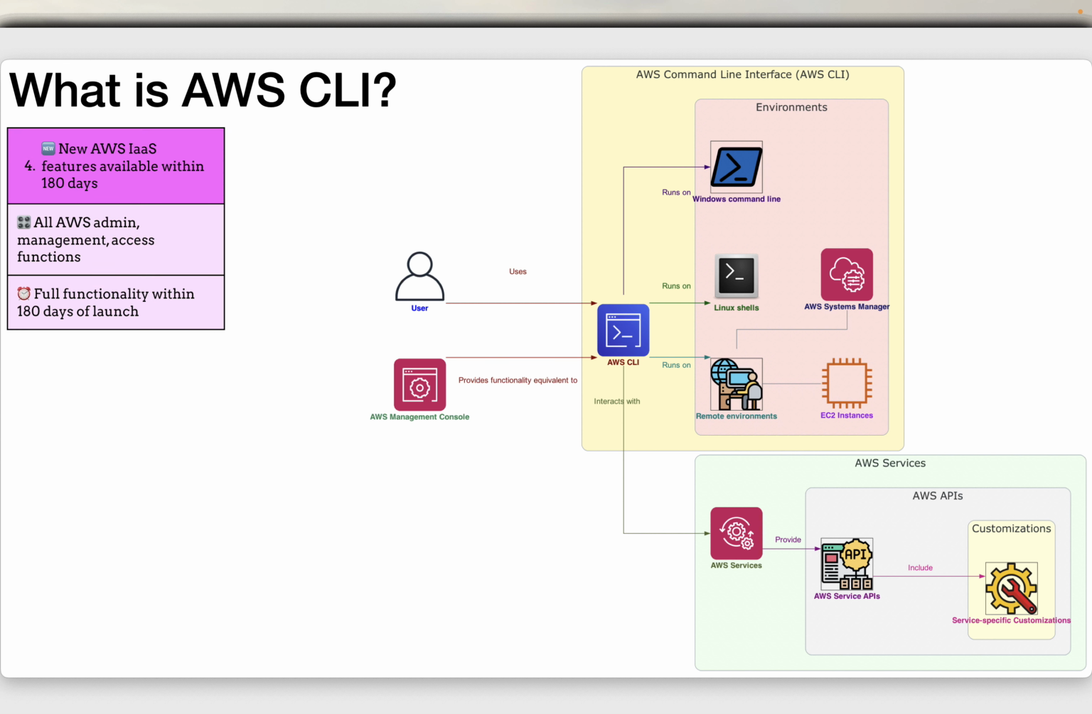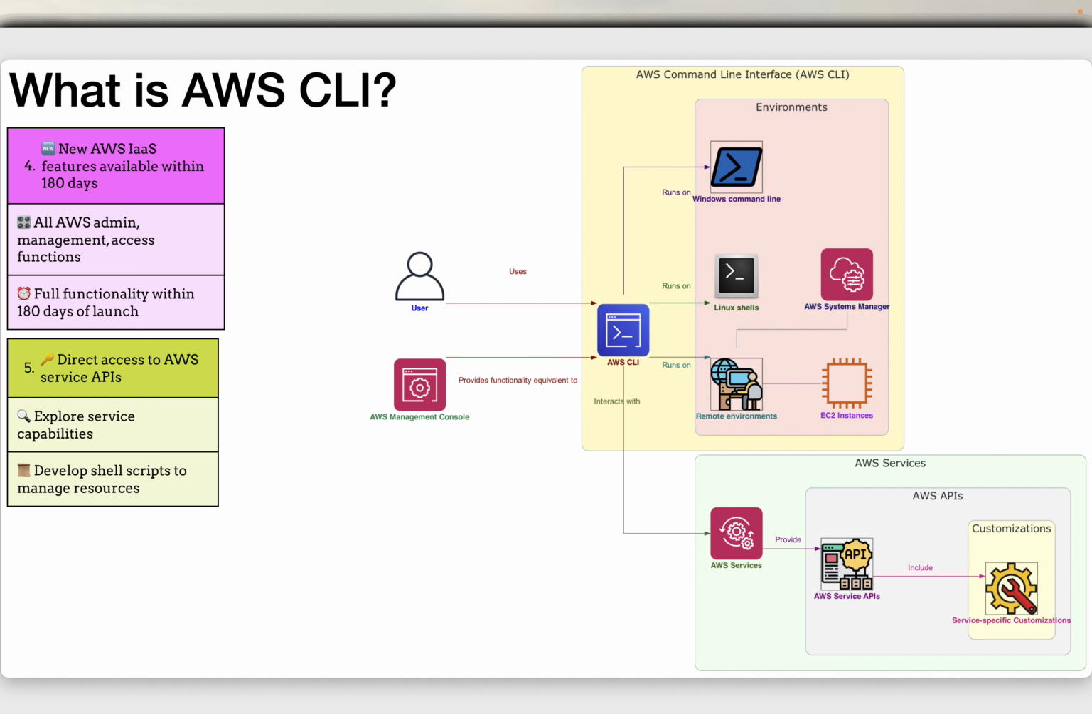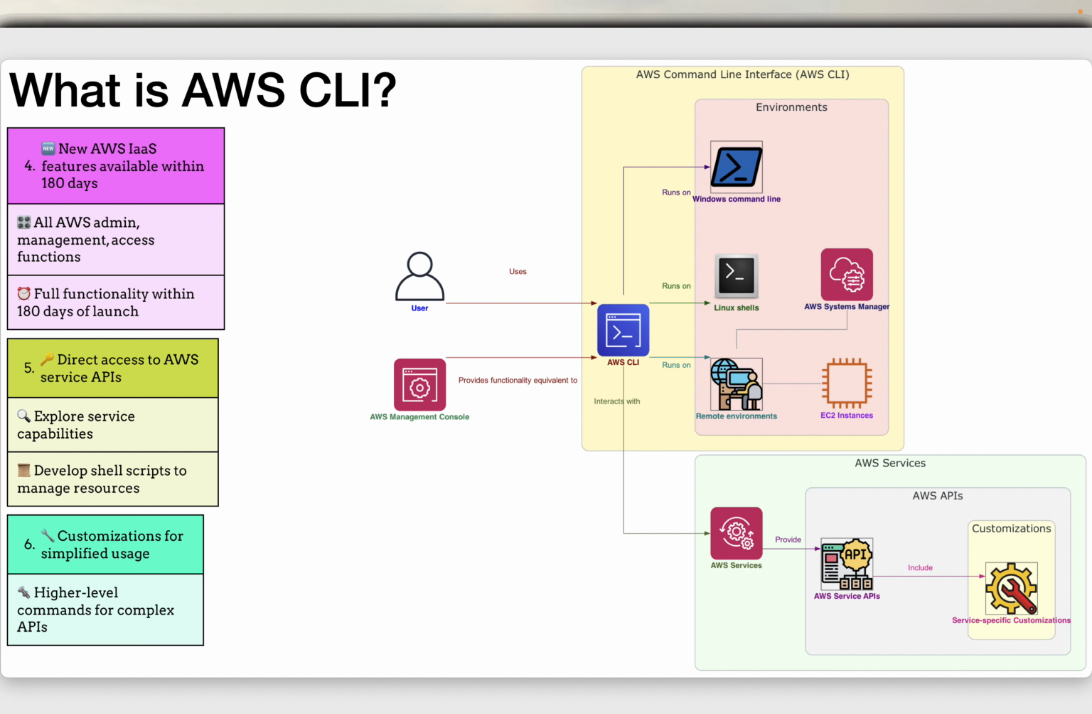All AWS administration, management and access functions in the AWS Management Console are available in the AWS API and CLI. And with the new infrastructure as a service feature, IaaS, providing full functionality within 180 days of launch. The AWS CLI provides direct access to the public APIs of AWS services, allowing users to explore capabilities and develop shell scripts to manage resources. Several AWS services offer customization for the CLI, including high-level commands that simplify the use of complex APIs.